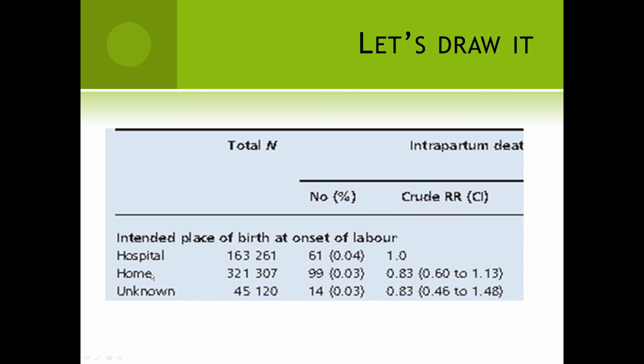So we're comparing the risk of intrapartum death for women who are planning a home birth compared to those planning a hospital birth. If we go along to the relative risk here, the crude relative risk is 0.83, which tells us that the home birth group are at less risk of the outcome, which is intrapartum death, compared to the hospital group. How much less risk? Remember, we had to take this number away from 1. So 1 minus 0.83 is about 17%. So about 17% less risk of intrapartum death in the home birth group. But we do have to figure in now this confidence interval. So let's try and draw that.